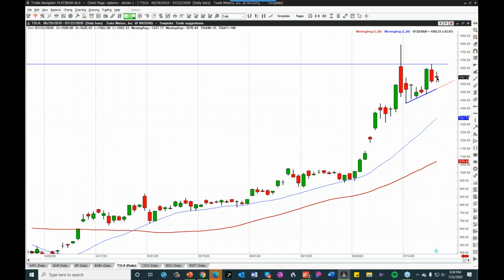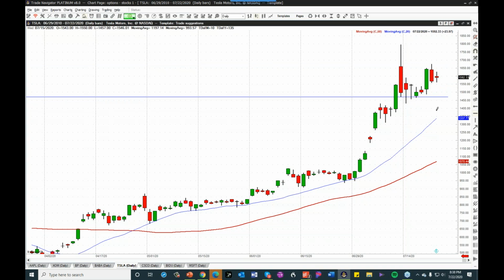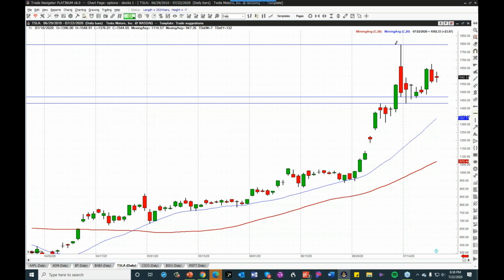And the doji is kind of showing us some hesitation. But my first support would be this rising support line. But the more important support is the multi-tested levels here. Look at this. Okay, right around 1450. And then obviously above the highs we made over the last couple of days would be the all-time high of 1800.